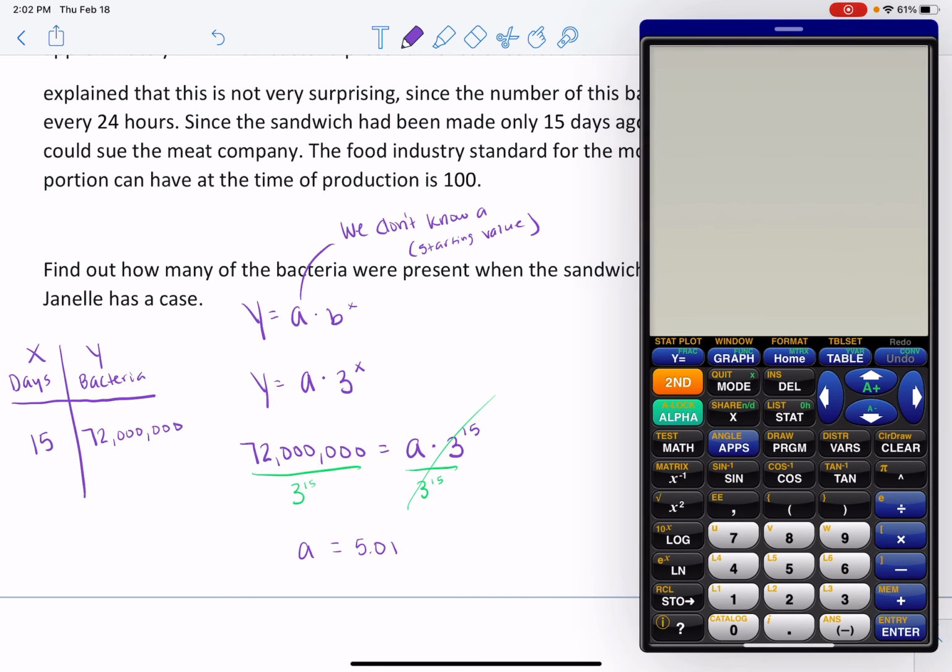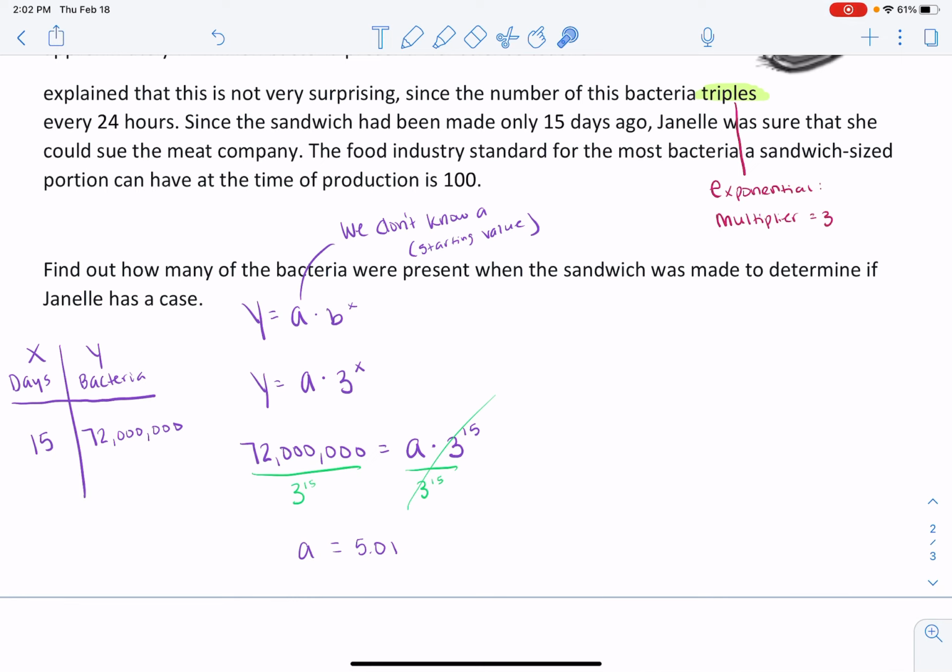So what it says here is that the food industry standard for the most bacteria a sandwich-sized portion can have at the time of production is 100. So it started with 5. If it was over 100, she could sue. But since it's under 100, she can't do that. So 100 are allowed. So Janelle doesn't have a case.